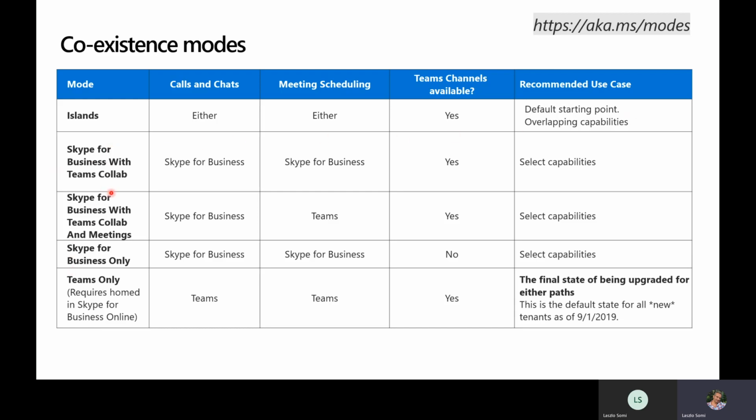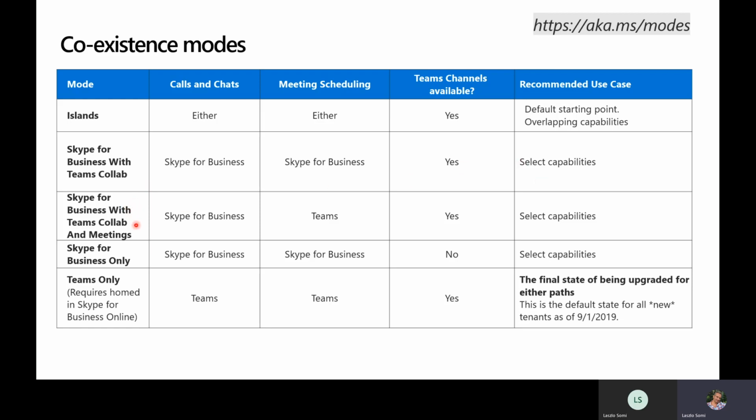The following three modes here, Skype for Business with Teams Collab, Skype for Business with Teams Collab and Meeting, and Skype for Business only, are all aligned to the select capabilities method. Again, Skype for Business with Teams Collab. Chats and calls remain in Skype for Business. Skype for Business is the user's only chat and call capable application. Meeting scheduling is also Skype for Business for the users in this scenario, but Teams and channels are available for them. This is the first step in the select capabilities method deployment.